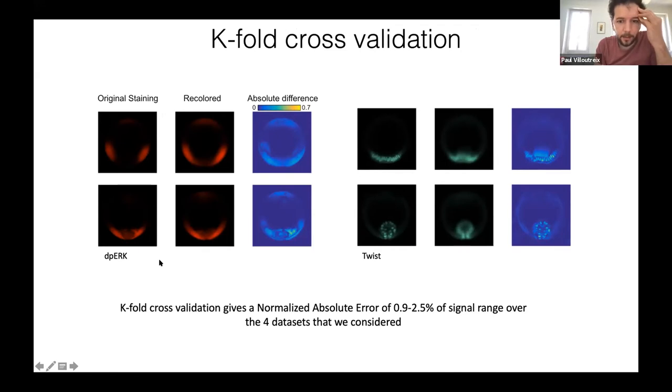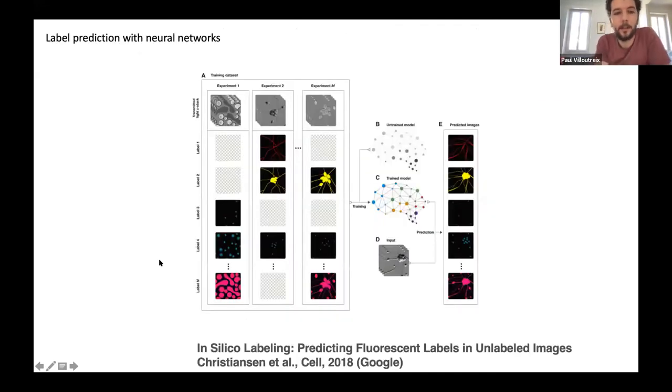And as you said, there is all this literature that is growing now on how to do a very similar problem, but with deep learning. So here is an example. You have a training data set with m different experiments, and for each of them you have some labels, but not all of them. Here is an example of the different labels that you get for each experiment. And the question is to predict an image that contains all the labels together.